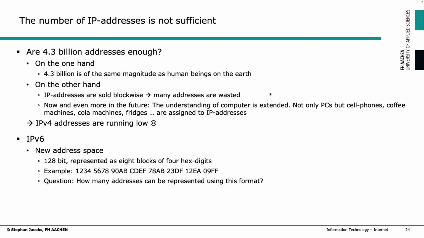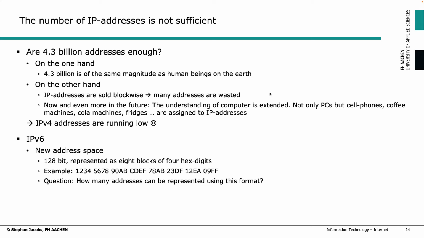So are these 4.3 billion addresses enough? On the one hand, the idea has probably been there are roughly 4 billion people on the earth. So if each and everybody should have one computer, the number of IP addresses is sufficient. But there are a few problems. First, IP addresses are sold blockwise.